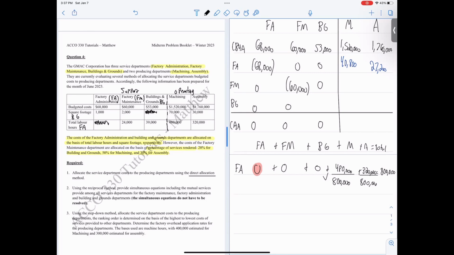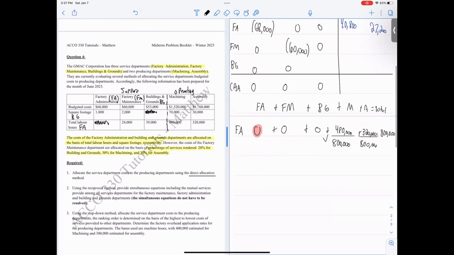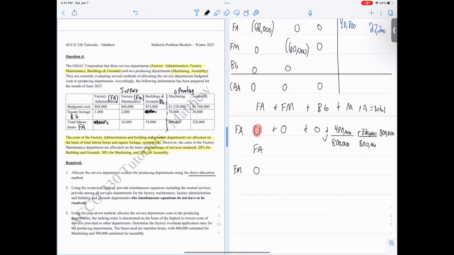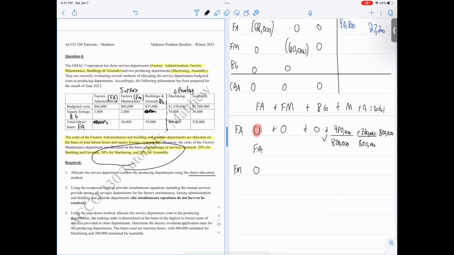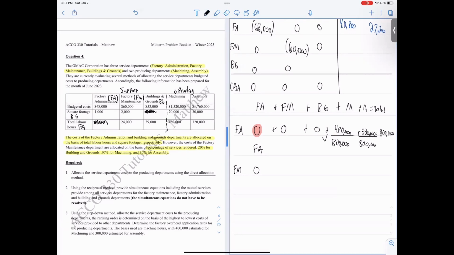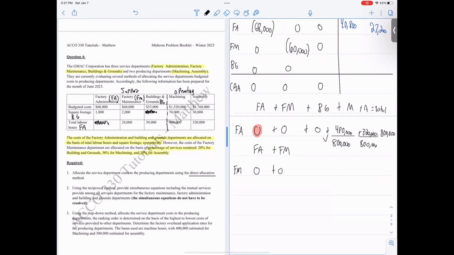Okay, now for building and grounds, for factory maintenance, FM. Okay, we are now going to go do our allocation schedule. So how much does factory maintenance allocate to factory admin? The answer is nothing, because we're doing the direct method. Then how much does factory maintenance allocate to themselves? Always 0. You never do any self allocations. Then building and grounds, also 0. Why? Because we're doing the direct method. Plus machining plus assembly equals total.